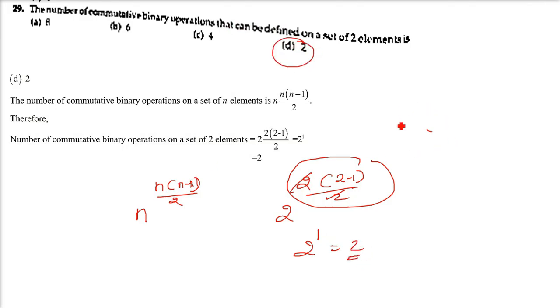Let me tell you again, the formula is n raised to the power n into n minus 1 by 2. These are the number of commutative binary operations on a set of n elements.